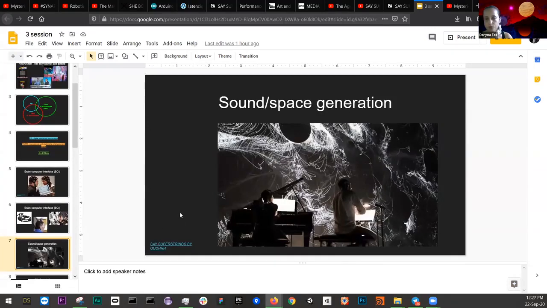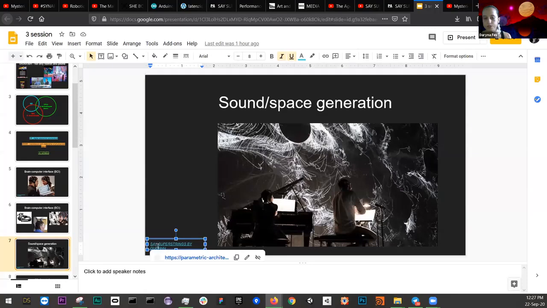So some examples of how it could be used in performative art. It could be used for sound or space environment generation. In this brain-computer interface, the artist wears a BCI, and based on his mind waves, the environment changes or generates from scratch.